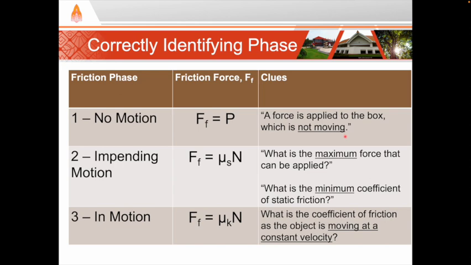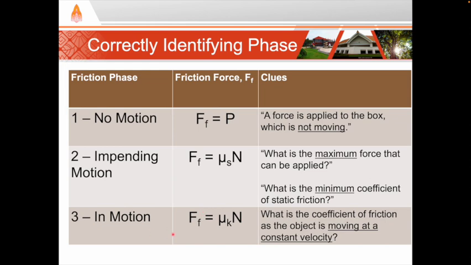In this type of problem, we solve for the friction force based on equilibrium and then check that the force is less than μsN. In phase 2, which is impending motion, it means that the friction force is equal to the normal force times the static coefficient, μs. The key to recognizing this kind of problem is that it will ask about a maximum or a minimum. For example, what is the maximum force that can be applied, or what is the minimum coefficient of static friction?